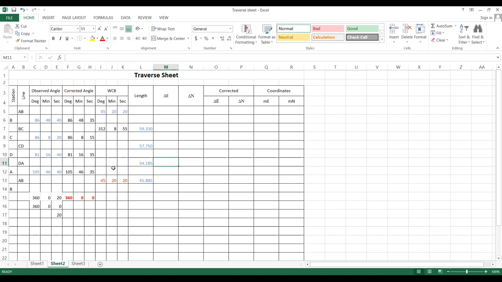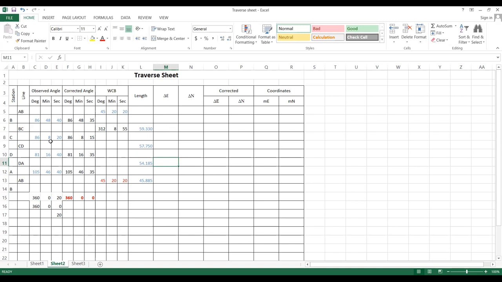Right. So this is something which we have to do for today. Here I give you some work to complete, and I'll be continuing from there in the next session. What you have to do, please complete all these bearings and then delta E, delta N also.